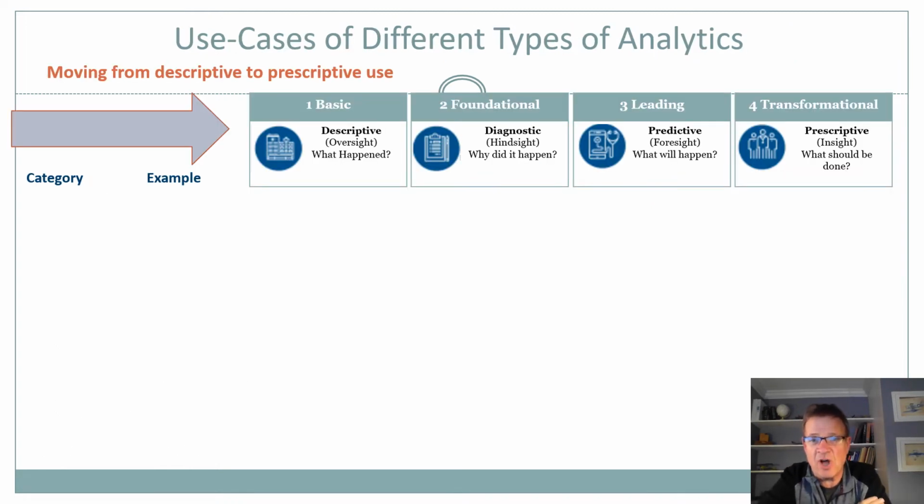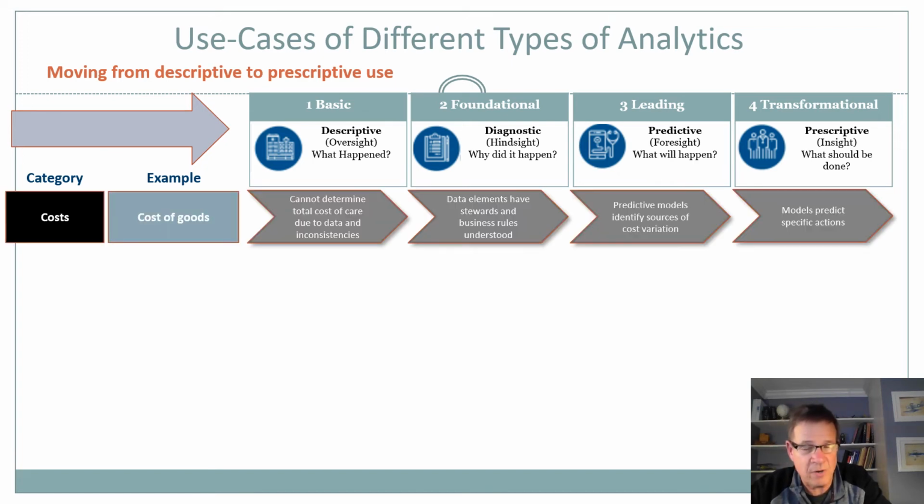So, these all have different types of use cases, again based upon the foundational, leading, and transformational maturity that I mentioned. So in terms of managing costs, if you're managing your cost of goods, if you're at a basic level or even a foundational level, you may not be able to determine your cost of goods or your cost of care due to inconsistencies. As you move along, you start to identify data elements. You start to develop predictive models that can identify cost variations, and you can then get to models that may predict certain actions based upon those cost variations.